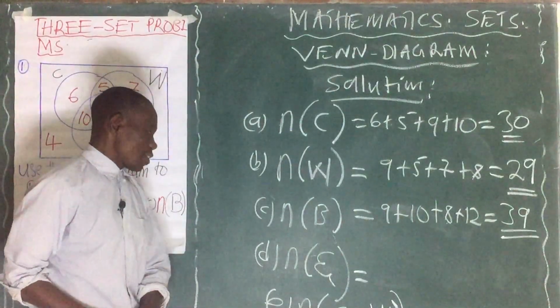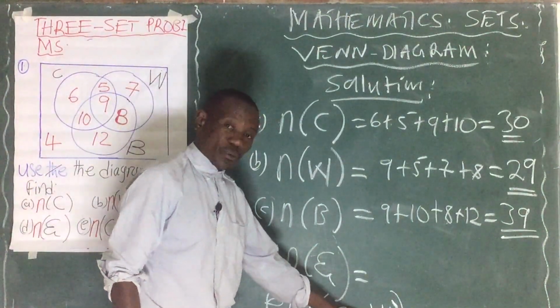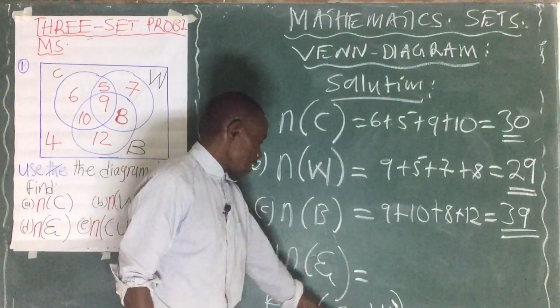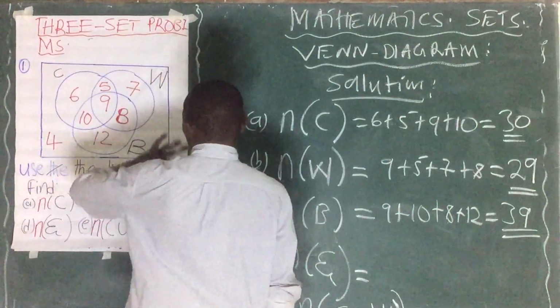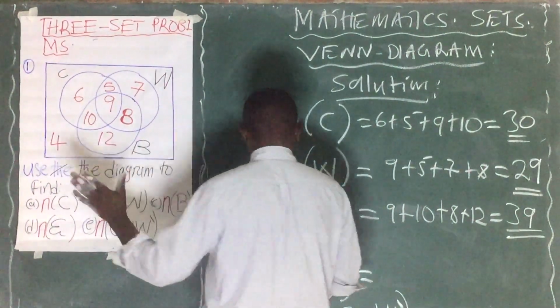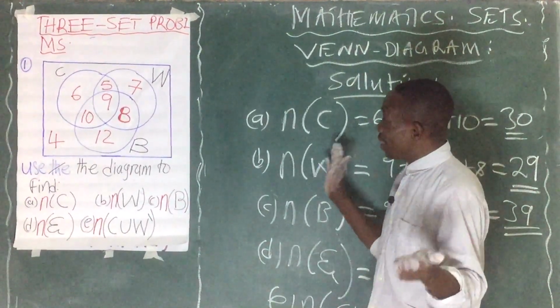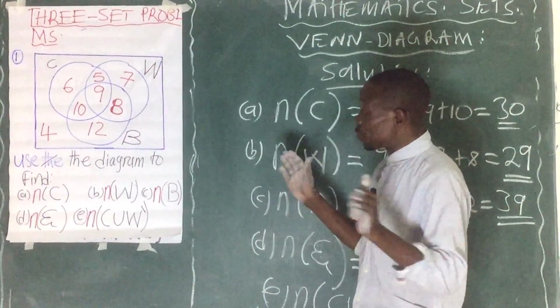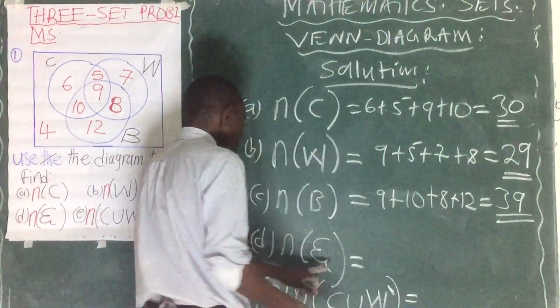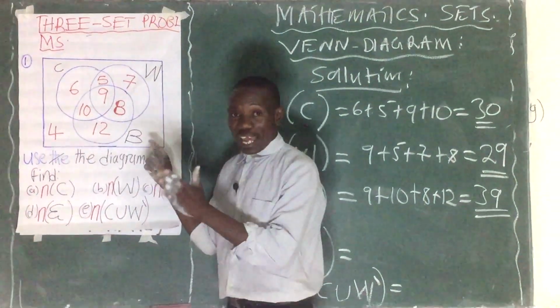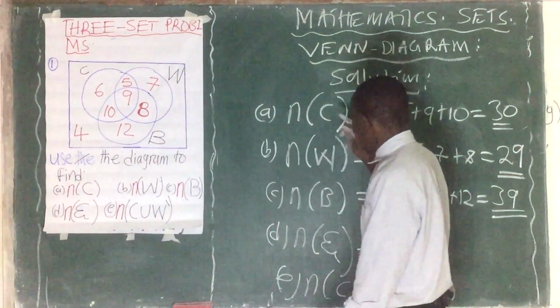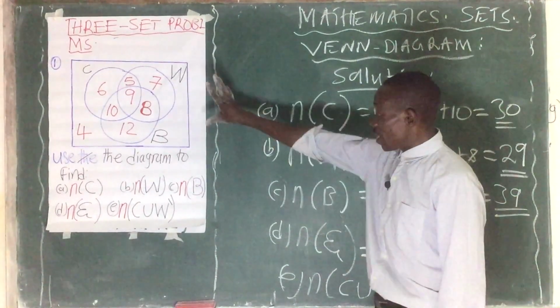Maybe for this one, I'll just explain a bit. Some can get confused with this one. But this one is just a matter of counting the numbers, how many are there. Which numbers are you going to consider? Are you going to leave anything? Try to think about it. If you talk of the universal set, which numbers are going to be added there? As we are able to add for C, W, and B, which numbers are going to be added here?